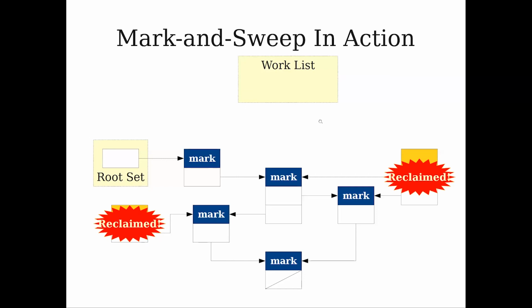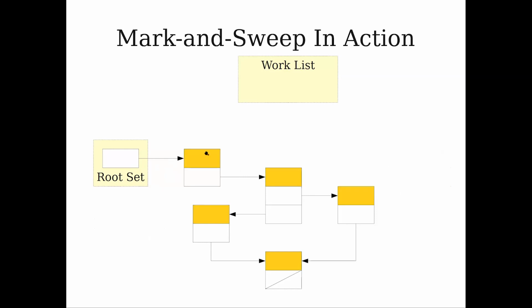So when the sweep phase starts, it goes over individual objects. If those objects are not marked, they will be reclaimed. And for the objects which are marked, their mark will be removed. How you do it is again an implementation detail, but that's the idea. So any questions?